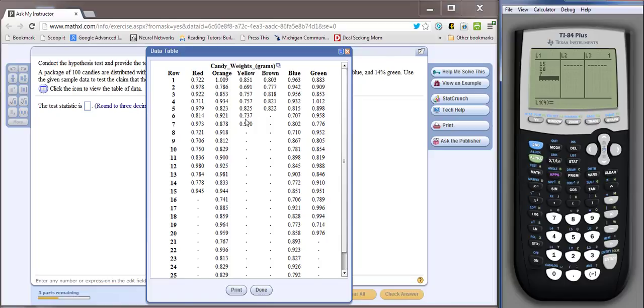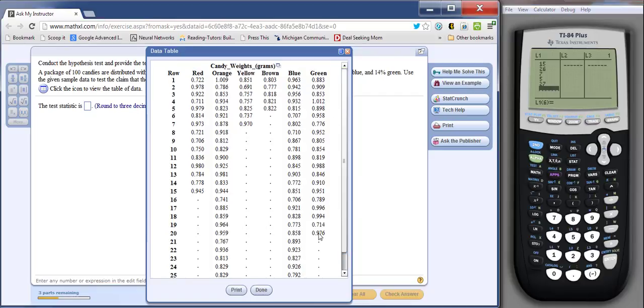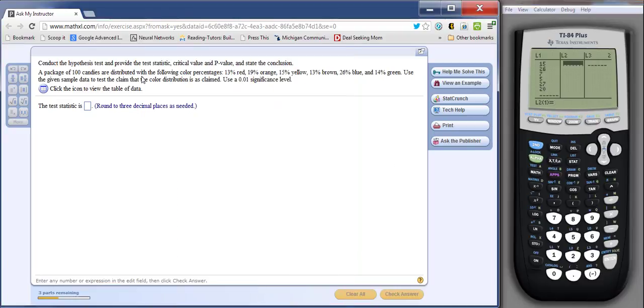Now again, remember, I'm not going to enter the actual weights into the calculator. I'm just trying to figure out how many of each type of candy were observed. So how many brown ones? There were 5 of them. And how many blue ones? There were 27 of them. And how many green ones? There were 20 of those. Alright, so now let's say that we're done with that.